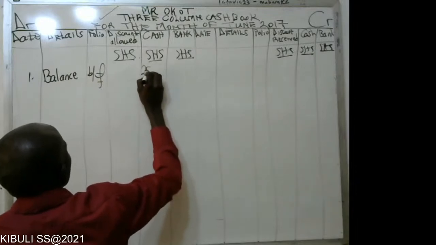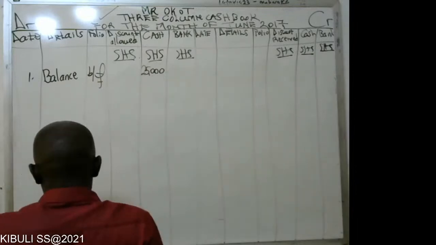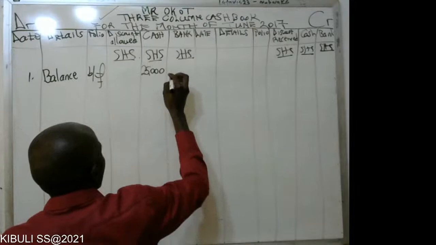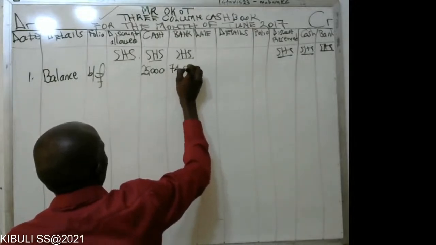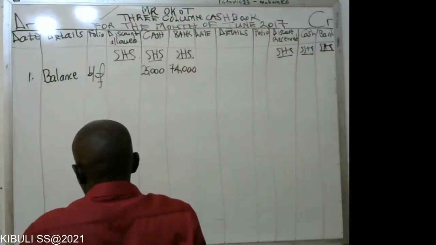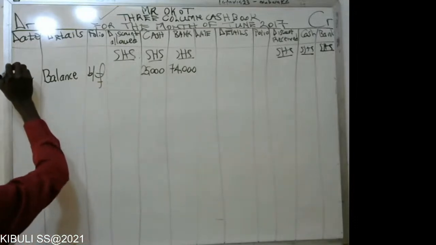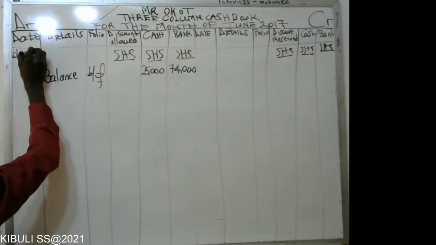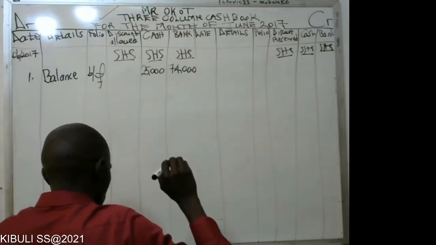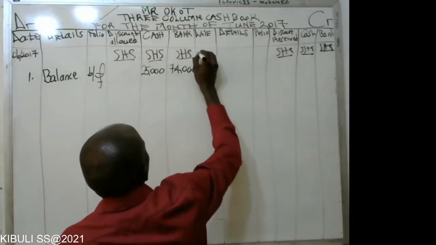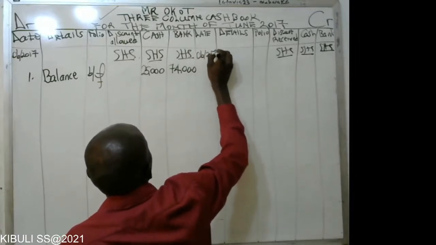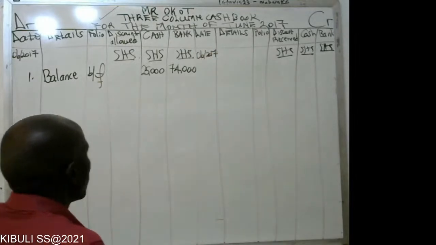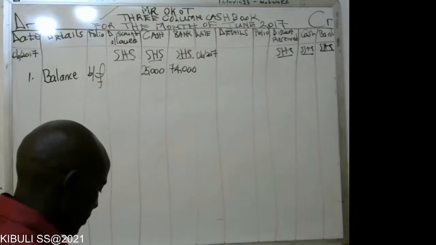25 what? 1,000. And then for bank, 74,000. Okay, members, let us record our date, which is June 2017, so that we don't keep repeating the month and the year.